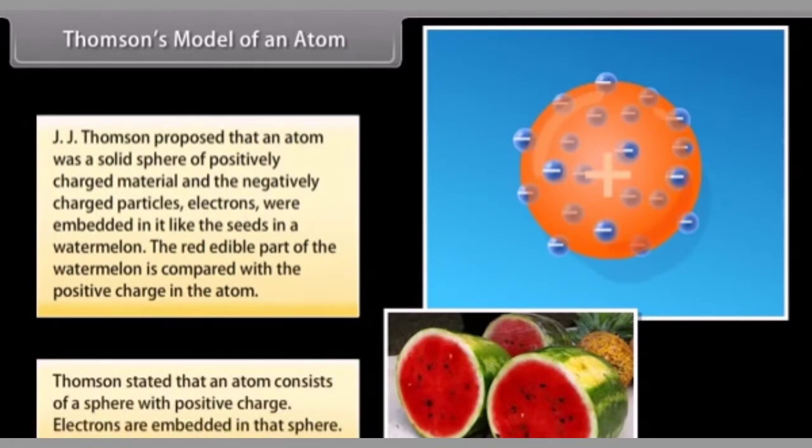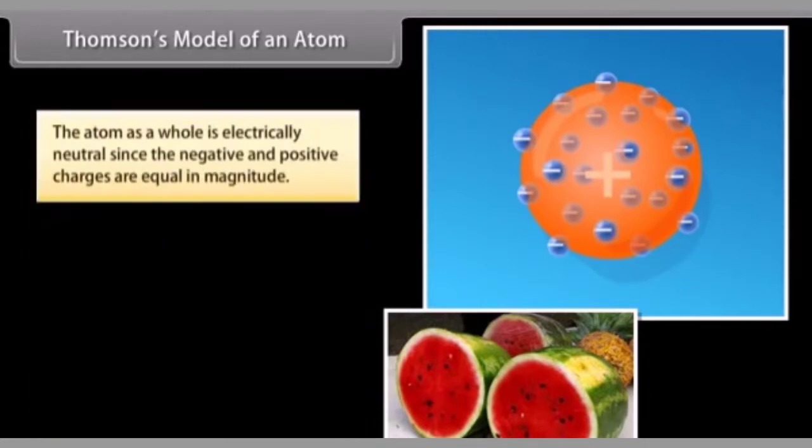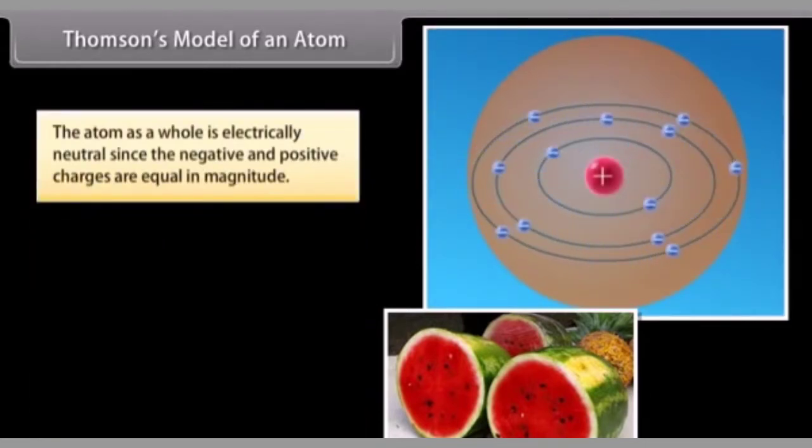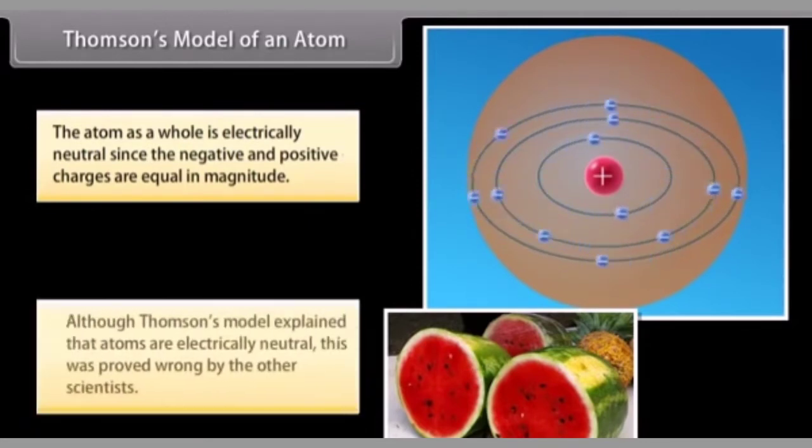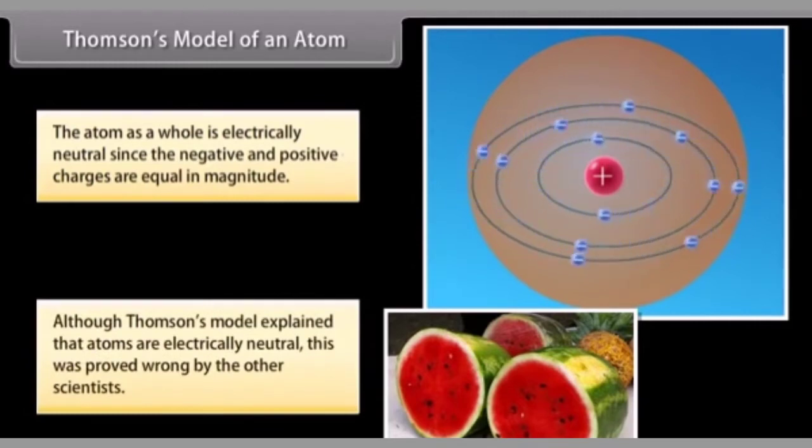Thomson stated that an atom consists of a sphere with positive charge. Electrons are embedded in that sphere. The atom as a whole is electrically neutral since the negative and positive charges are equal in magnitude. Although Thomson's model explained that atoms are electrically neutral, it was proved wrong by other scientists.